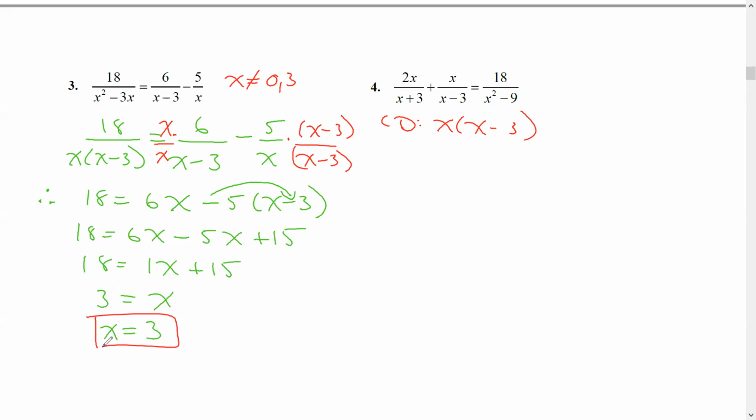Wait a minute. What were my non-permissible values? Back at the beginning, I boxed it and I said, hey, look at that, x can't equal 0 and x can't equal 3. But what did I just say my answer was? I just said my answer was 3. Oh, no. Wrong. This is very, very important. x cannot be 3. It says it right beside there, my non-permissible values.